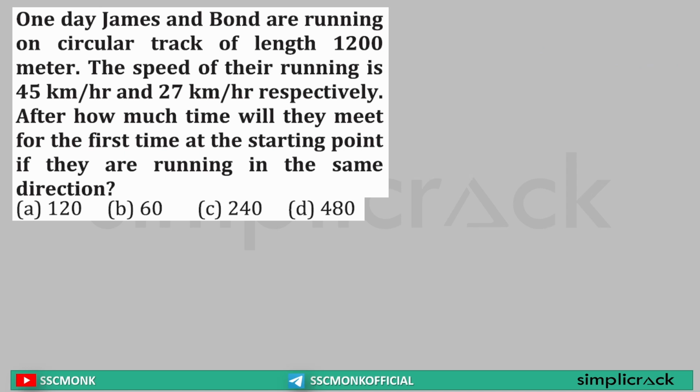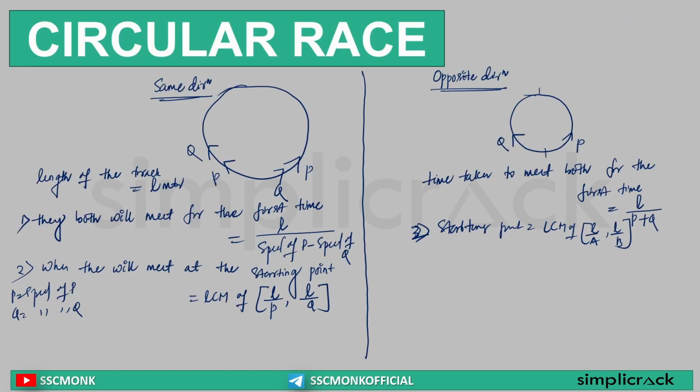First question: one day James and Bond are running on a circular track of length 1200 meters. L is equal to 1200 meters. The speeds of their running are 45 kilometers per hour for James and 27 kilometers per hour for Bond. After how much time will they meet for the first time at the starting point if they are running in the same direction?